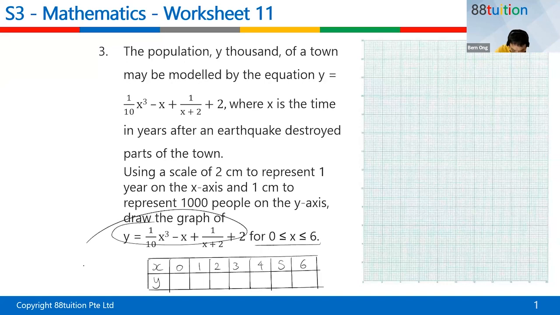My y is represented by this equation, so all I have to do is put it into my calculator. I key it in nicely first: fraction 1 over 10, open bracket, x is 0, so I put a 0, close bracket, press the cube button, 3. Minus x, where x I put a 0, open a bracket, plus fraction 1 over open bracket 0 close bracket, plus 2, then plus another 2. So down here I'll get 2.5, for x equal to 0.